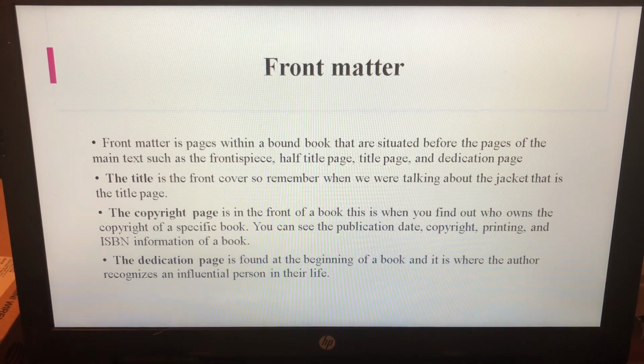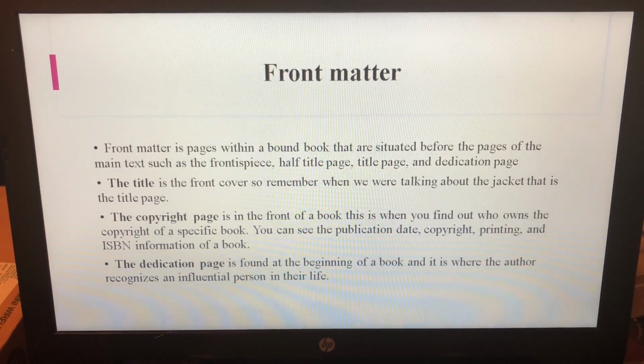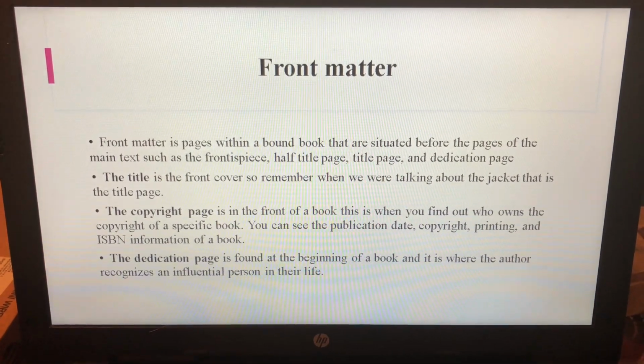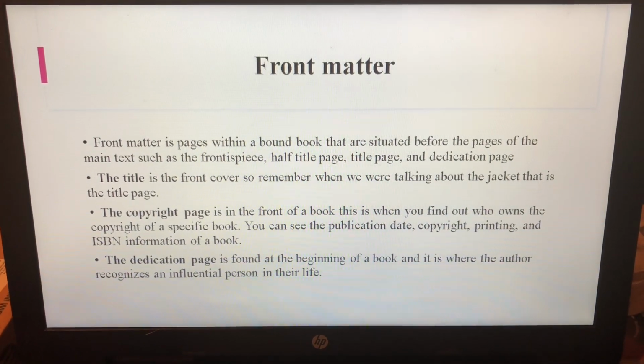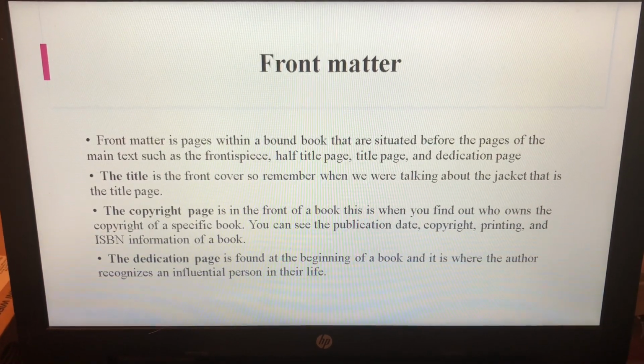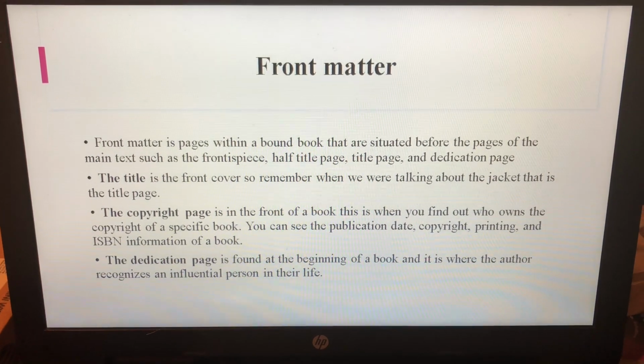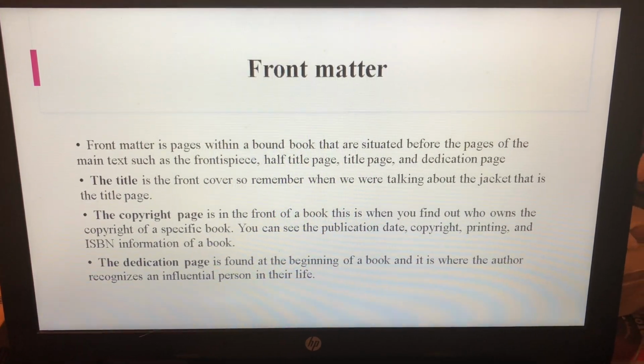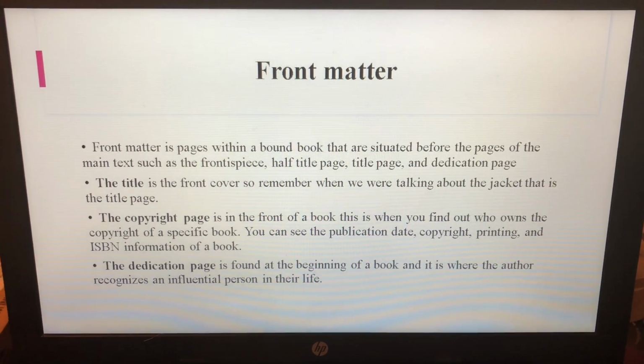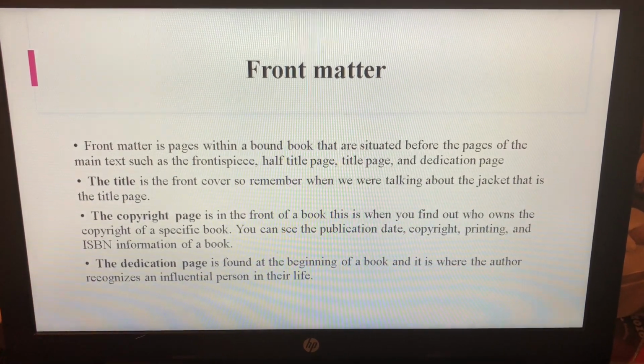Next, we look at front matter, which is pages within a bound book that are situated before the pages of the main text, such as the frontispiece, half title page, and dedication page. The title page is the front cover, so remember when we are talking about the jacket, that is the title page. The copyright is in the front of the book.